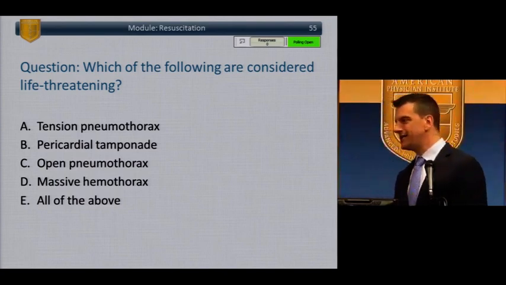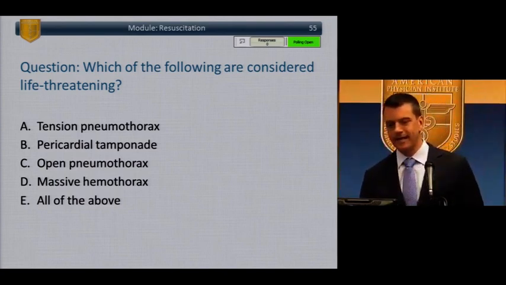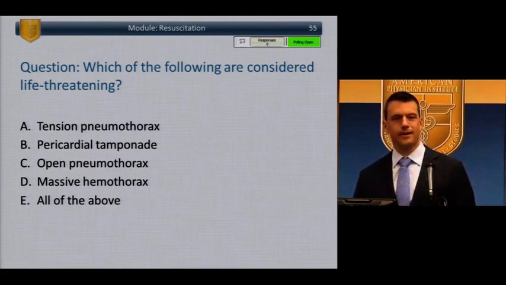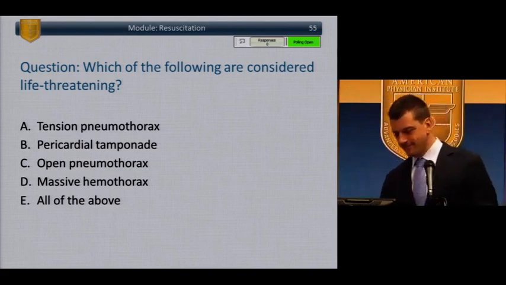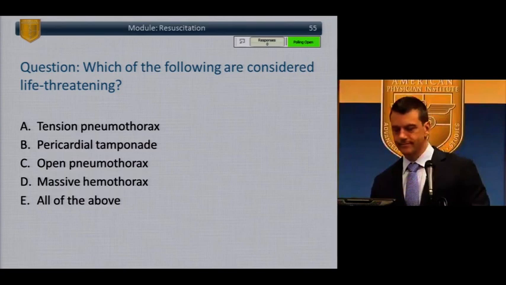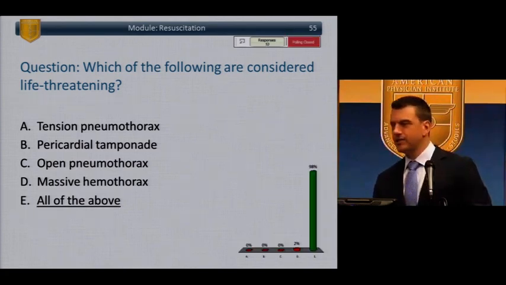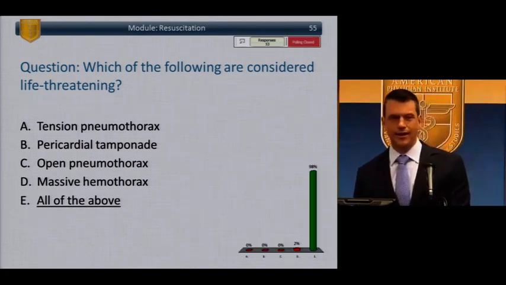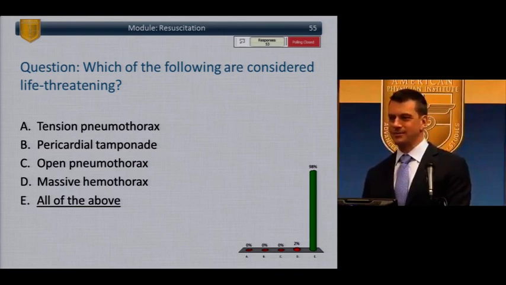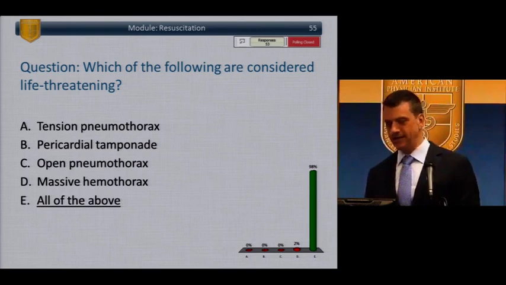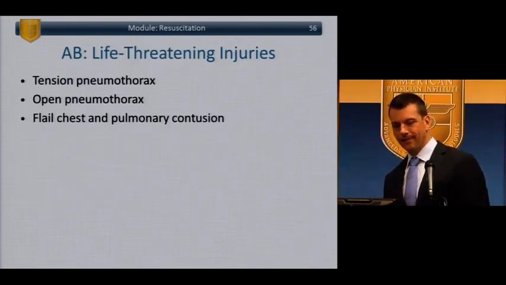Which of the following injuries here are considered life-threatening? Tension pneumothorax, pericardial tamponade, open pneumothorax, massive hemothorax, or all of the above? That's right. All of these are things to recognize. These are really easy to write test questions about and give to you in a scenario, and they're very easy to clinically correlate with trauma and shock.